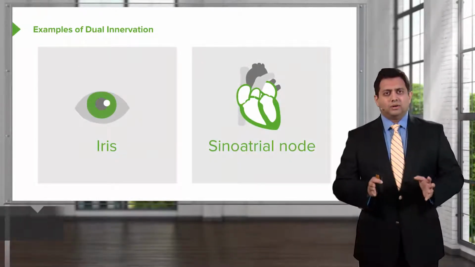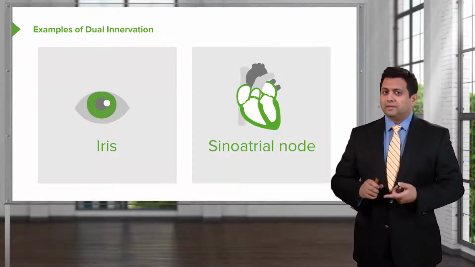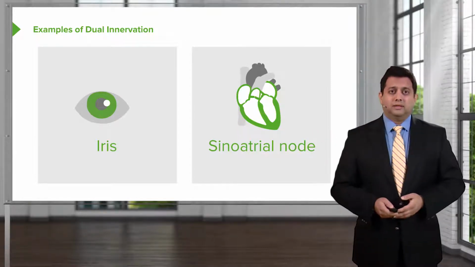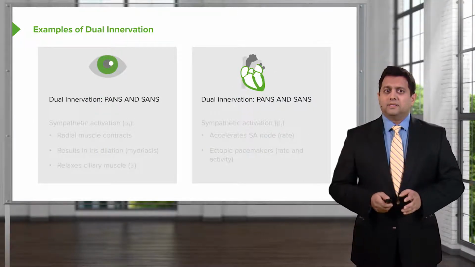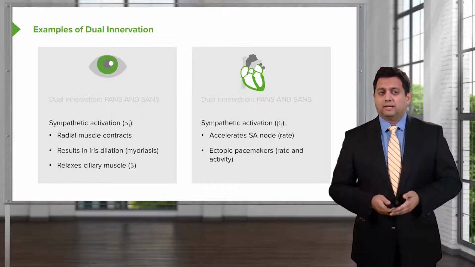Now, a lot of our organs have dual innervation. Let's talk about dual innervation, and we'll use two examples. The first is the iris, and the second is the sinoatrial node in the heart. Now, in both cases, there is sympathetic activation through either alpha or beta activity.